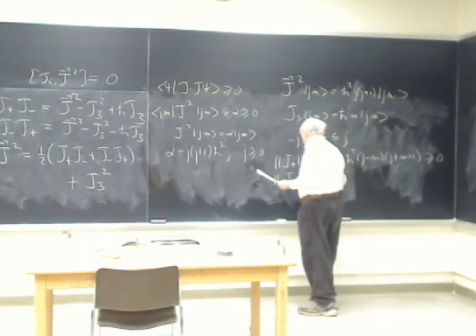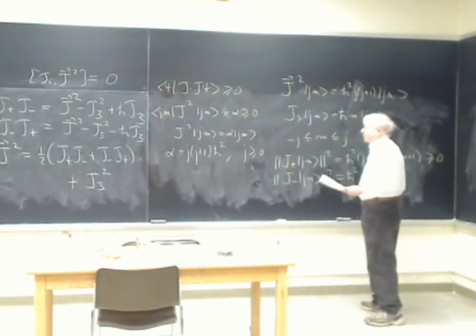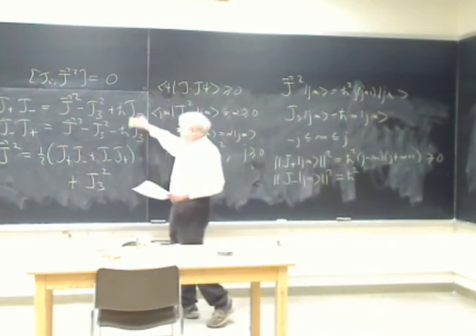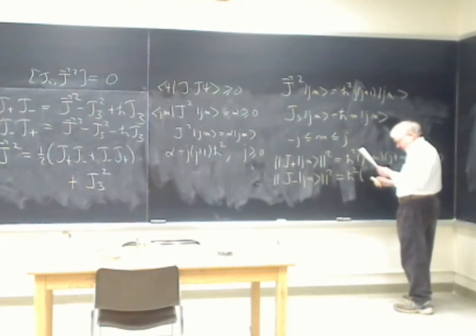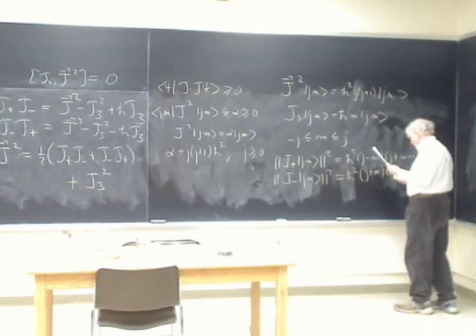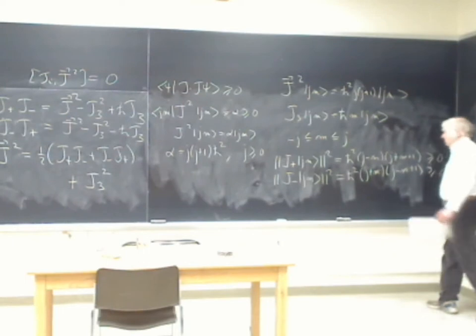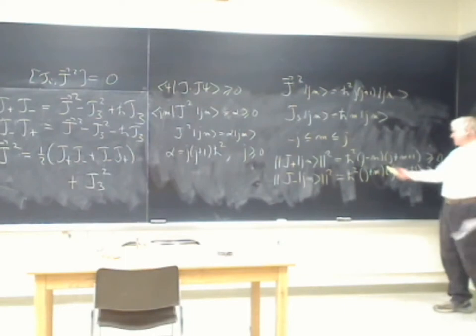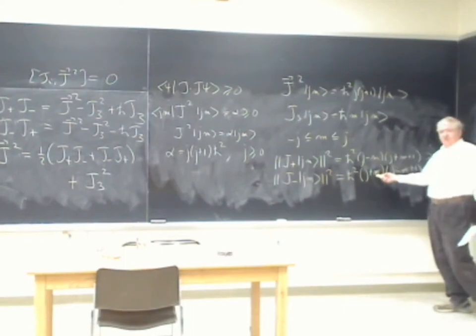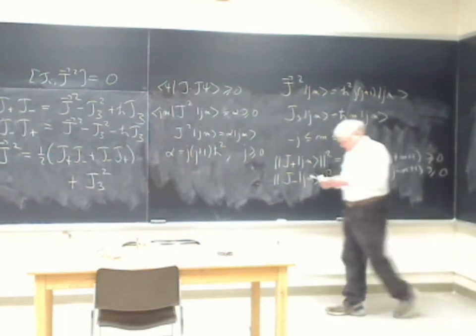And we also found that J minus on Jm, using these two equations and then factorizing the resulting expression, turned out to be (j plus m)(j minus m plus 1), that's greater than or equal to 0. So we have these two inequalities. And this told us that m can't exceed j, and m can't be less than minus j. And so that proved this relation here.